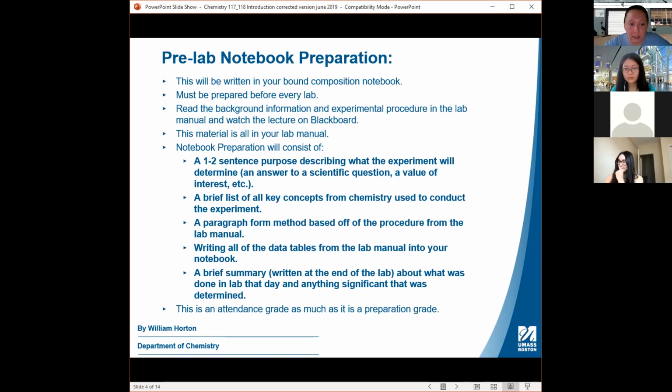Next, you will need a brief list of the key concepts. In this lab, we are studying how to figure out what the limiting reagent would be in a reaction using balanced chemical equations and stoichiometry.